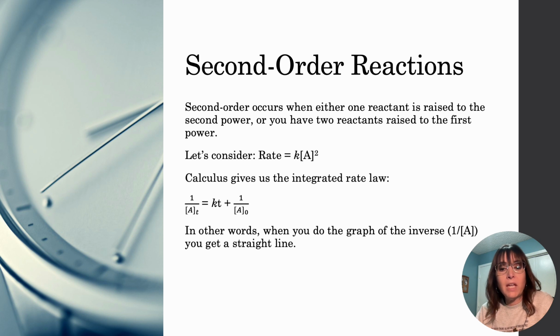So in other words, if you graph the inverse of the concentration, you get a straight line. So in the crystal violet lab that we do, if you're going to do all these graphs, if you graph the inverse, so 1 divided by the concentration, and you get a straight line, you're going to know that the reaction was second order. Again, if you do the natural log against time and you get a straight line, it's going to be first order. Remember that.